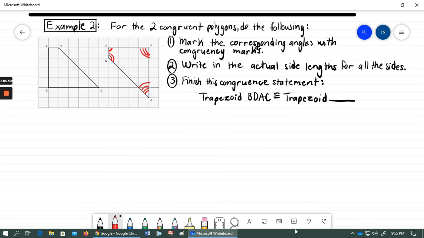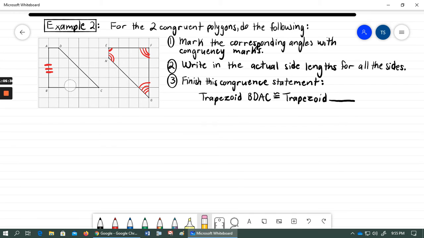Alrighty. So here, the next thing that they're asking you to do is to write in the actual side lengths for all of the sides. So they do not want you to put congruency marks for the sides. So they don't want you to do what I'm doing right now. So what I'm putting on the side lengths right now, they do not want you to do that. That's not what they're asking you to do, okay?